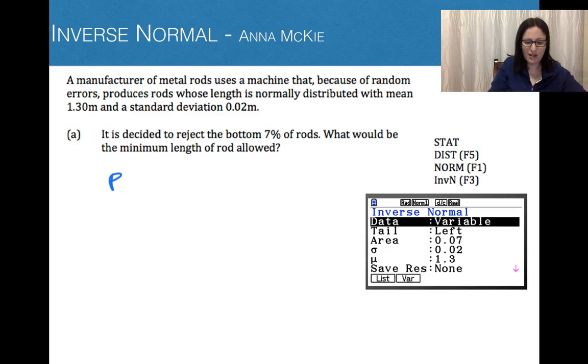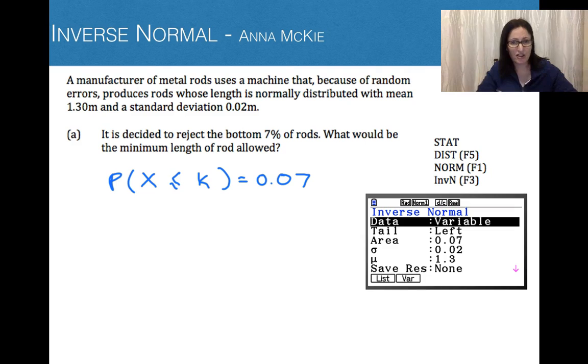So our probability statement would be that we want to find out, well, I'll put in what we know, that we're rejecting the bottom 7%. So our answer is going to be 0.07, and we put a K there. That's the value that we're trying to find. So when we come to answer this, we'll get a K value and find out what that answer is.